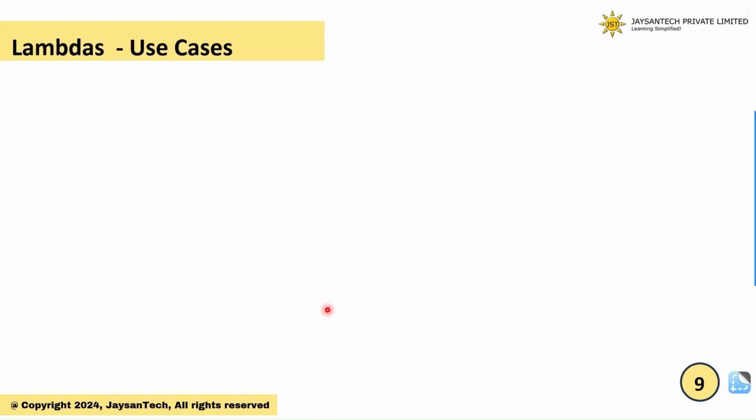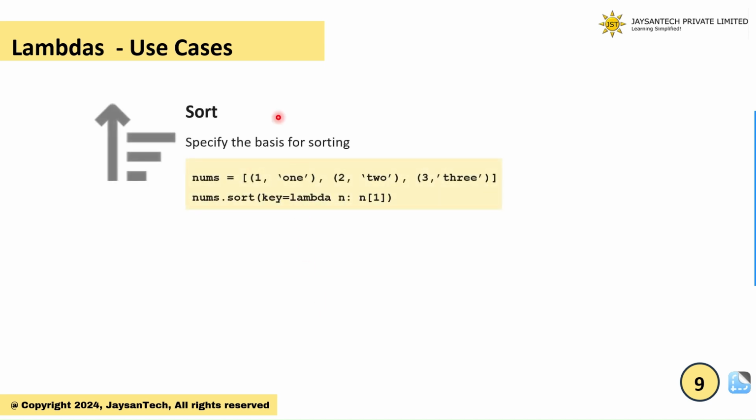So moving on to the main use cases of lambdas. Where will I actually use lambdas? One example is sorting. Now we know that we have a sort method for list, right? You will have a parameter called the key parameter, where you can customize your sorting.